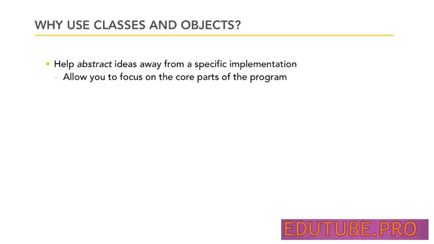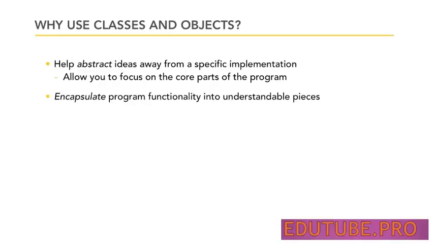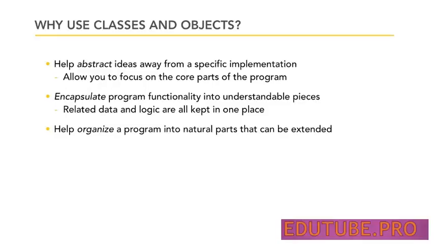Using classes and objects also helps encapsulate the program's functionality into understandable pieces, because each object has its related data and logic all kept in one place. To go back to our to-do list item example, each to-do item would have not only the information about that particular to-do item, but the logic that operates on it. So you wouldn't have different pieces of logic scattered all over the place in different locations without knowing where each one is. It just makes it easier to understand the way that an application works. It also helps organize a program into natural parts that can be easily extended, and this is sometimes referred to in the object-oriented world as factoring.